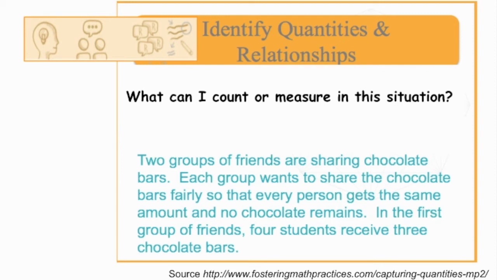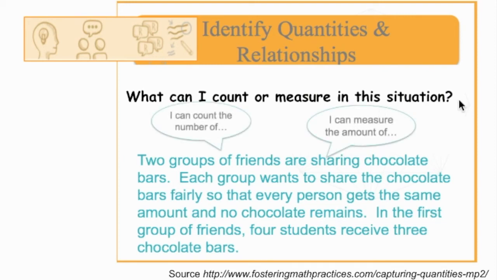Notice that this word problem does not have a question just yet. You want to delay presenting a question. What you want to do instead is encourage students to think about this question independently first. What can I count or measure in this situation? Sample sentence starters are, I can count the number of blank, or I can measure the amount of blank.